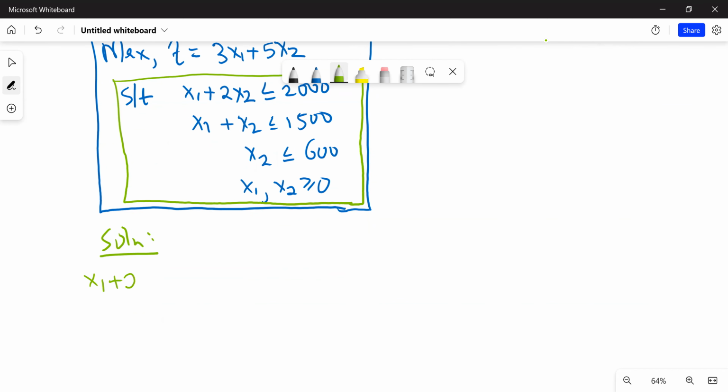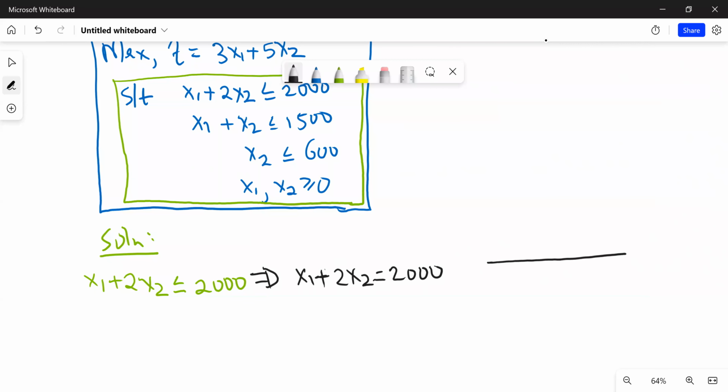x1 plus 2x2 less or equal to 2000. We convert it into an equation. So we end up with x1 plus 2x2 is equal to 2000. Relax the inequality like that. Then you draw the line, a straight line, which represents this equation. You all know that for you to draw a straight line, you need just 2 points.